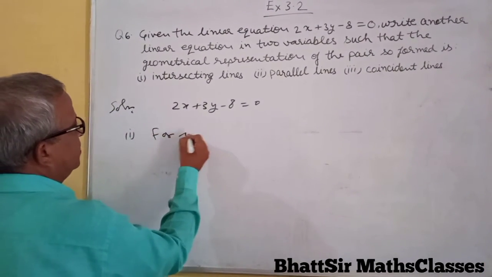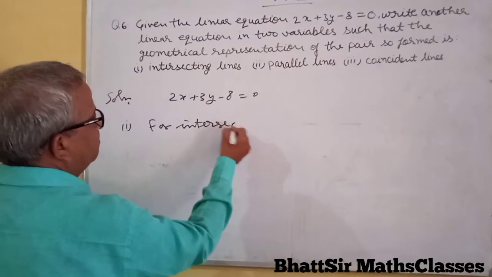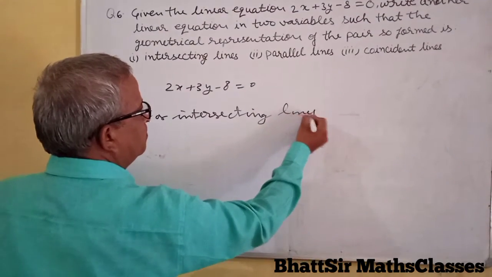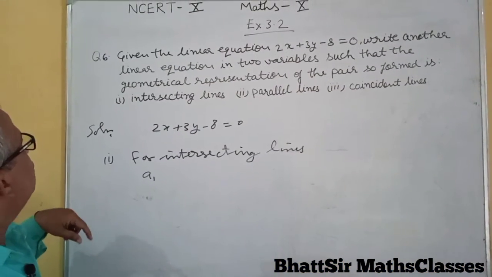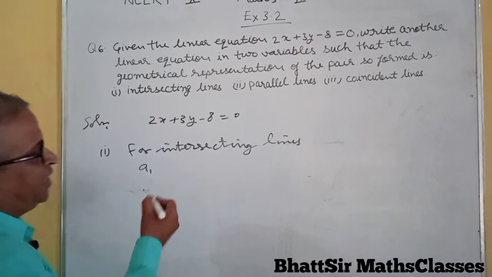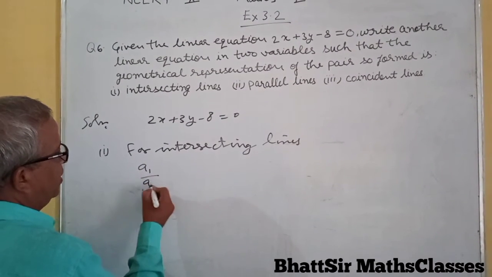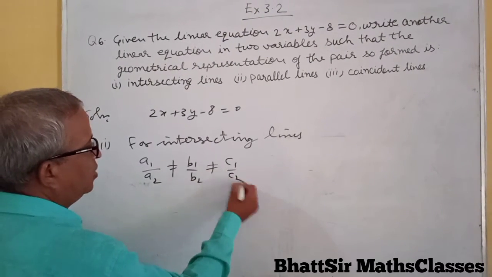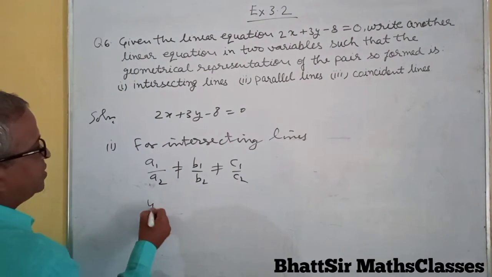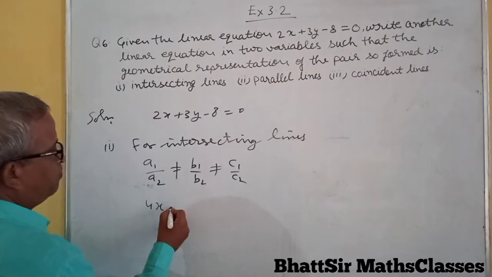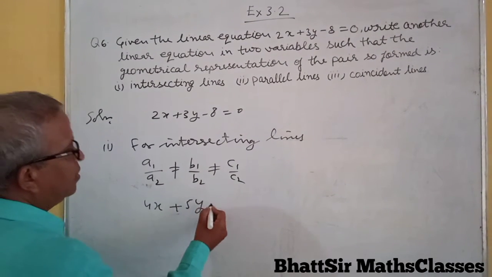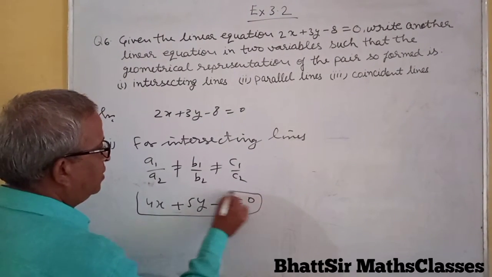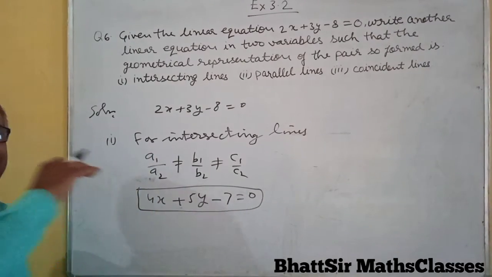For intersecting lines, I am giving a solution of the first part of question number 6. For intersecting lines, the condition is a1 upon a2 is not equal to b1 upon b2. So similarly, 4x plus 5y minus 7 equals 0. This is another linear equation for the condition of intersecting lines.